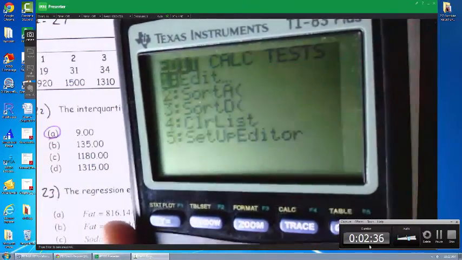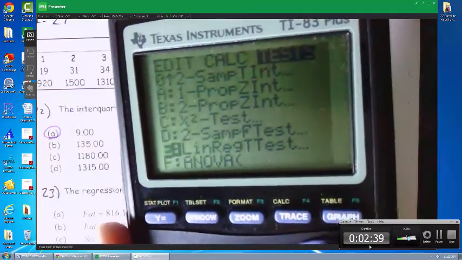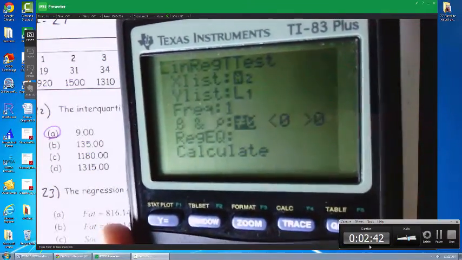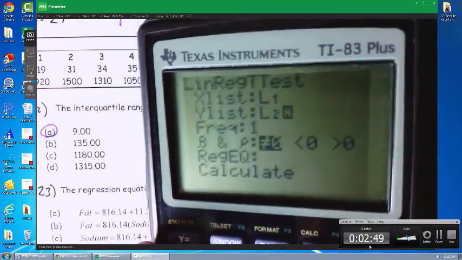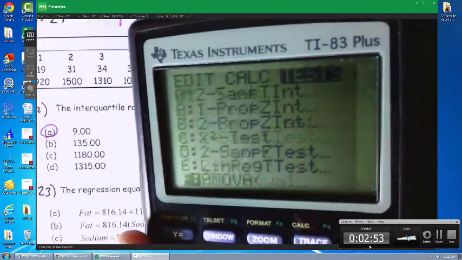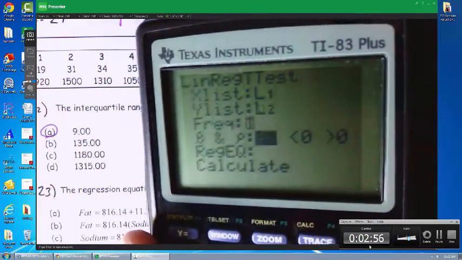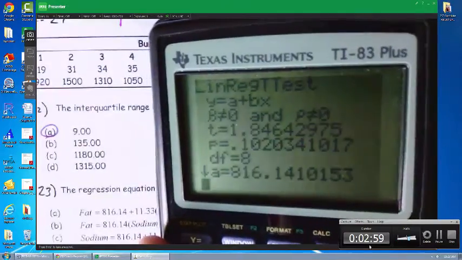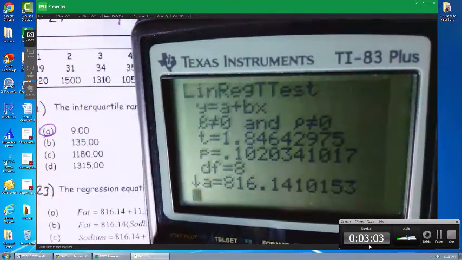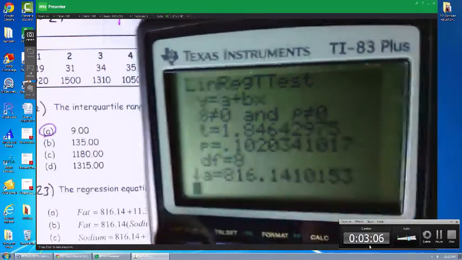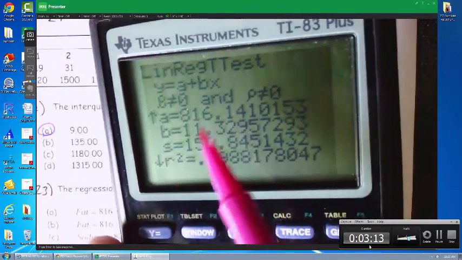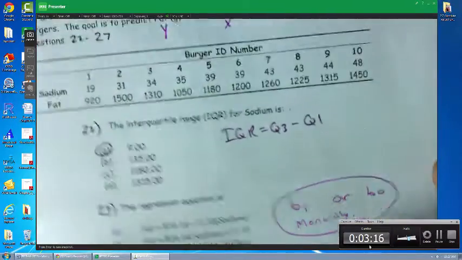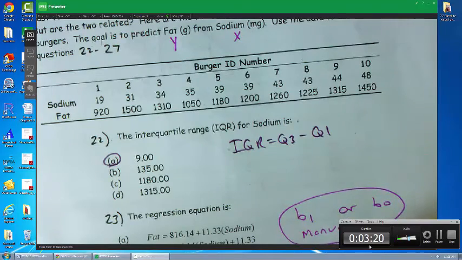But anyways, we can also go over here to test, go down or up, it doesn't matter, to linear regression t-test. Your X list is, well, I typed in as L1, so I need to fix this. My Y list was L2. Stat, test, and then go up to linear regression t-test. And then we go down here to calculate. Now pay attention, it's giving you Y equals A plus BX. So A is your y-intercept and B is your slope. And then here is your A and your B, 816 and 11. And remember, it's Y equals A plus BX, or Y equals B0 plus B1X.